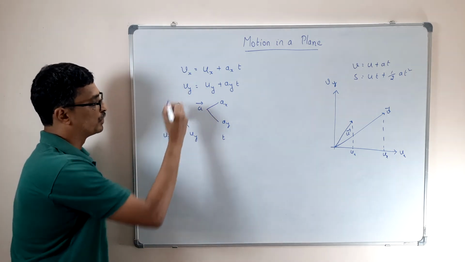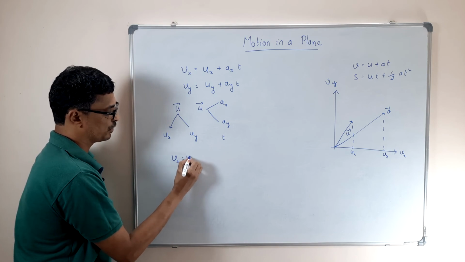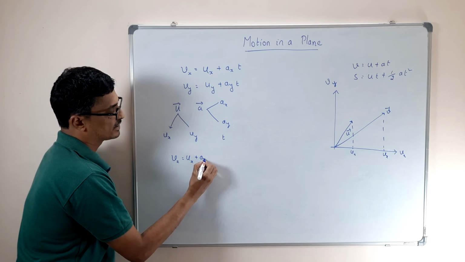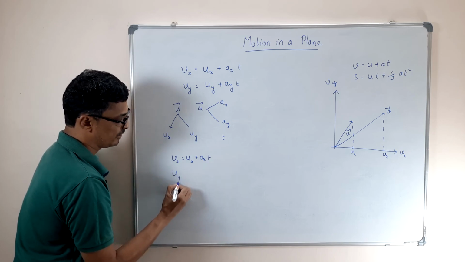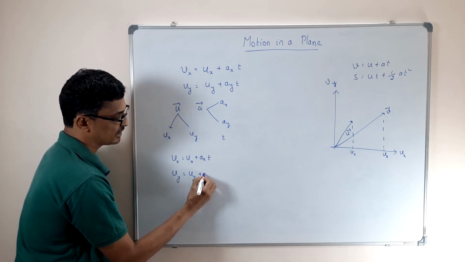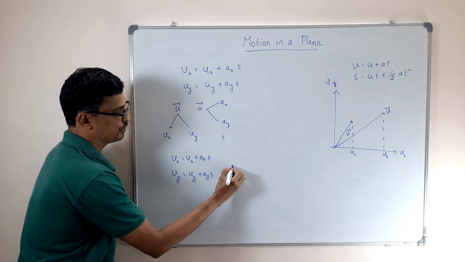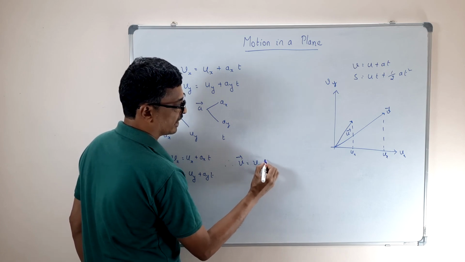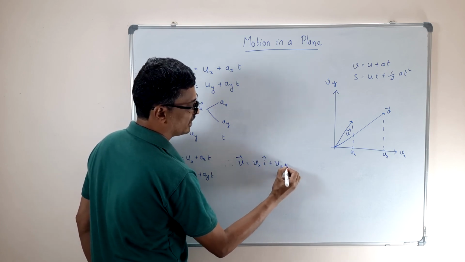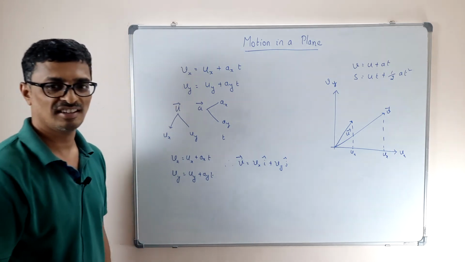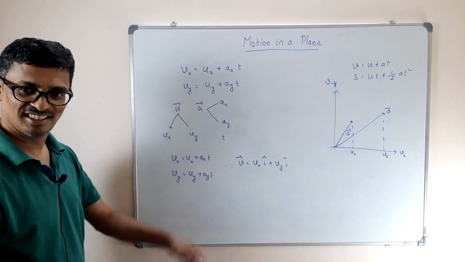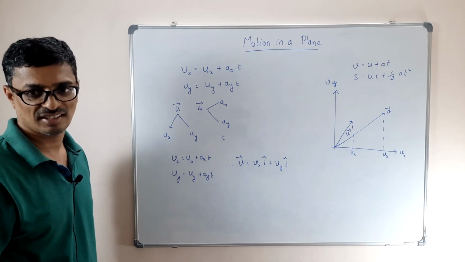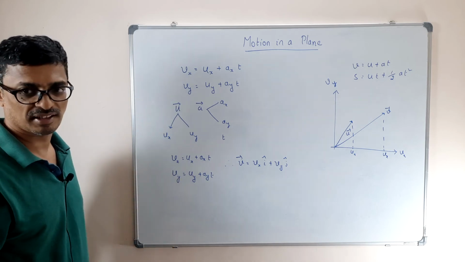What do you do? Use this formula. So Vx is equal to ux plus axt, and Vy will be uy plus ayt. Therefore, your velocity is Vx i cap plus Vy j cap. You got the vector, you got the components. That's all you have to do. So this is how the vector is being defined.